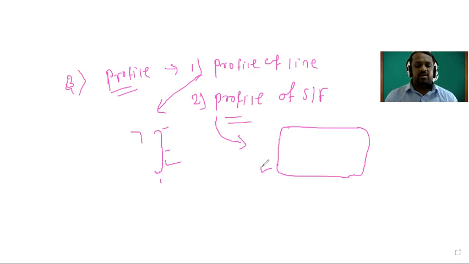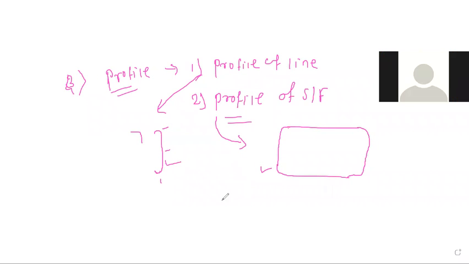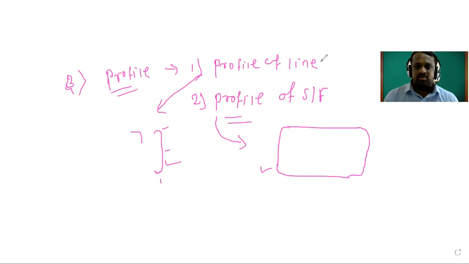Understood? What is meant by the profile of the line and what is meant by the profile of the surface? Now, what is the symbol for the profile of the line? The profile of the line is shown with this symbol, and the profile of the surface will be shown like this. It should be closed like this. The line profile is open, the surface profile is closed. Here, datum is optional. Datum is not required. Understood?